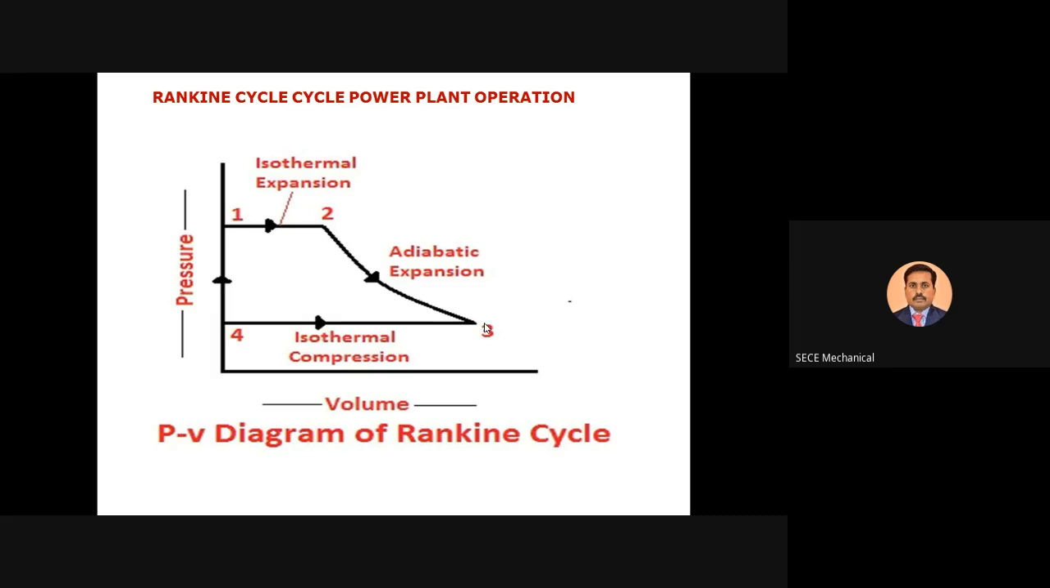Here 1 to 2 is isothermal expansion process, and 2 to 3 is adiabatic expansion, and 3 to 4 isothermal compression process, and 4 to 1 is constant volume process. Likewise, that is how the Rankine cycle works.